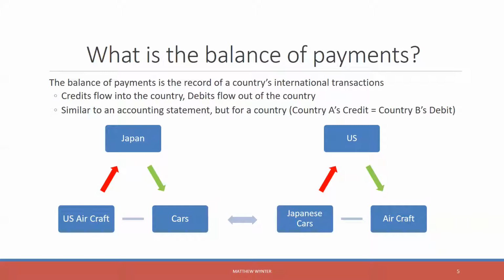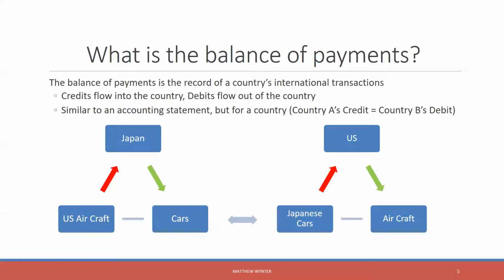So if I'm in Japan, the import of US aircraft is going to be a debit on my balance of payments, and the export of cars to the US is a credit on my balance of payments. And for the US, the exact opposite is true. If I'm in the US, my export of US aircraft to Japan is considered a credit on the balance of payments, and my import of Japanese autos is considered a debit on my balance of payments. So again, country A's debit is going to be country B's credit.